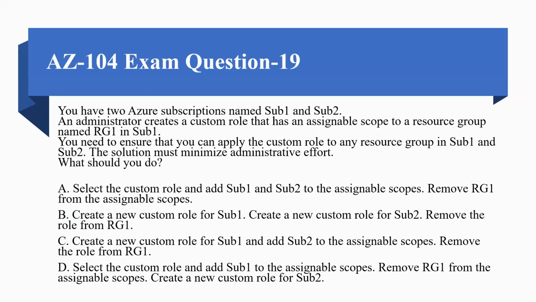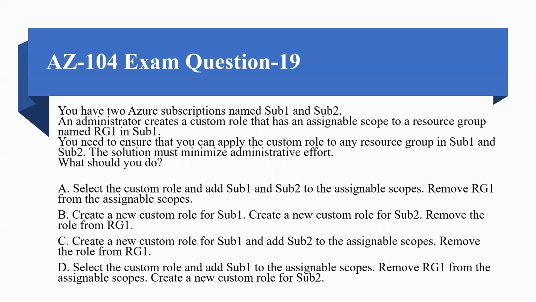Coming to question number 19, you have two Azure subscriptions named Sub1 and Sub2. An administrator creates a custom role that has an assignable scope to a resource group named RG1 in Sub1. You need to ensure that you can apply the custom role to any resource group in Sub1 and Sub2. The solution must minimize administrative effort. What should you do? Option A, select the custom role and add Sub1 and Sub2 to the assignable scope.